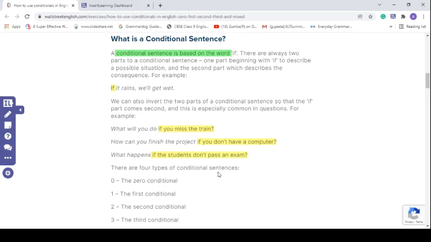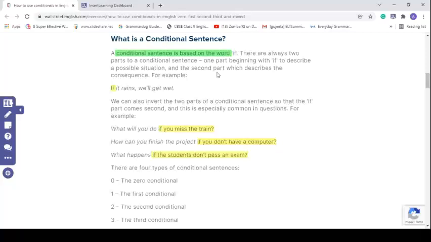We are going to study conditional sentences, and to explain the concept of conditional sentences I have used the site wallstreetenglish.com. I find it quite easy for new learners to understand the concept of conditional sentences. So to start with, whenever you come across the word "if" in a sentence, you can straight away identify that the sentence is a conditional sentence.